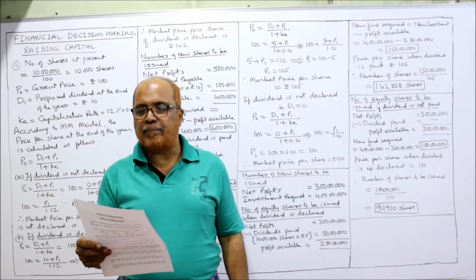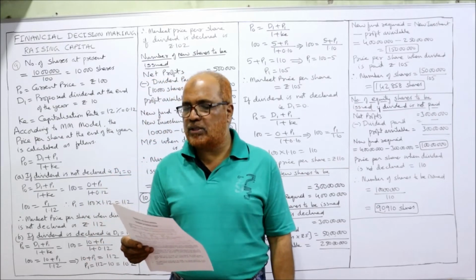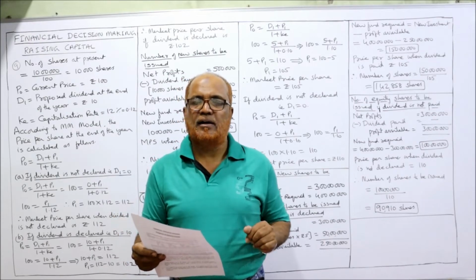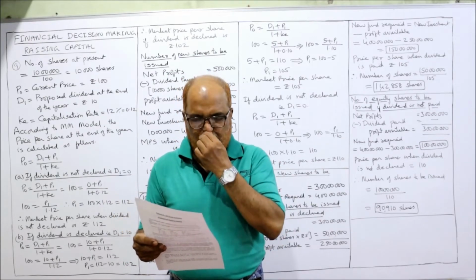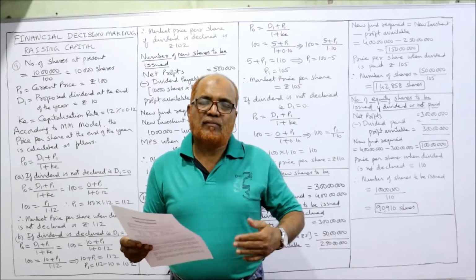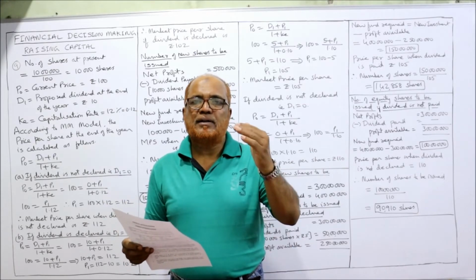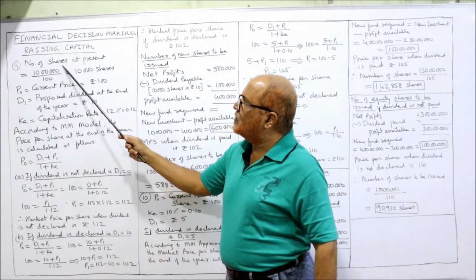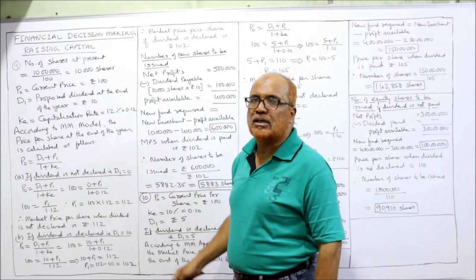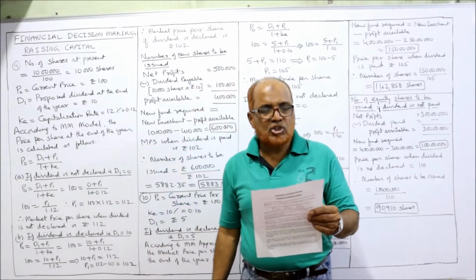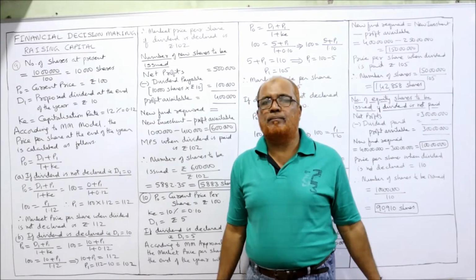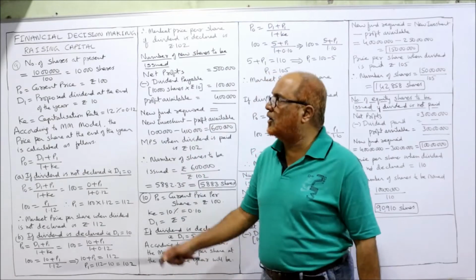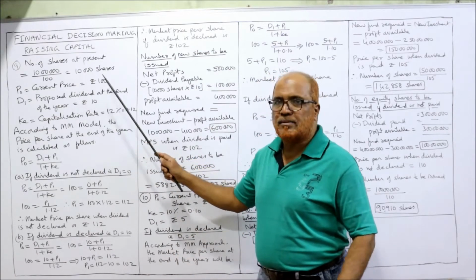ABC Limited has a capital of rupees 10 lakh in equity shares of 100 each. So each share face value is 100 and the total equity share capital is 10 lakhs. So we can find out how many shares are there at present: 10 lakh divided by 100, you will get 10,000 shares at present. The shares are currently quoted at par. So presently the market price per share is the same as par value, 100 rupees. So P0, current price, 100 rupees.